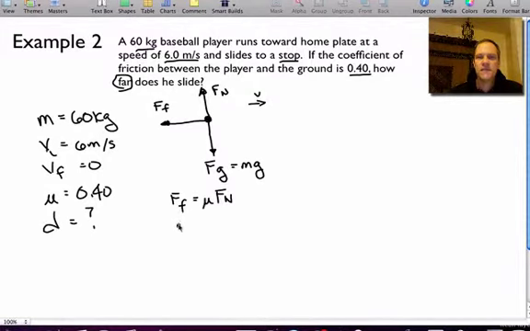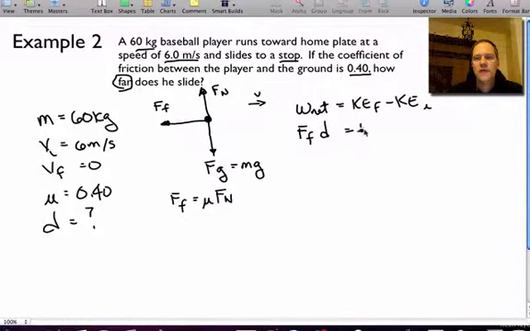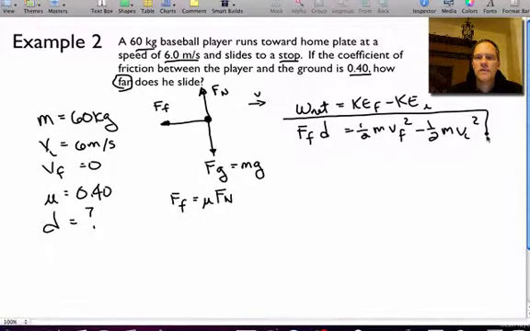So if we take this a step further before I leave you to finish, go back to what we said, that the net work is equal to the kinetic energy final minus the kinetic energy initial. And that net work will be done because of the force of friction acting over a distance, and that will equal the 1/2 mv final squared minus the 1/2 mv initial squared. Okay, see if you can cook this down some more and see what you come up with for a final solution.